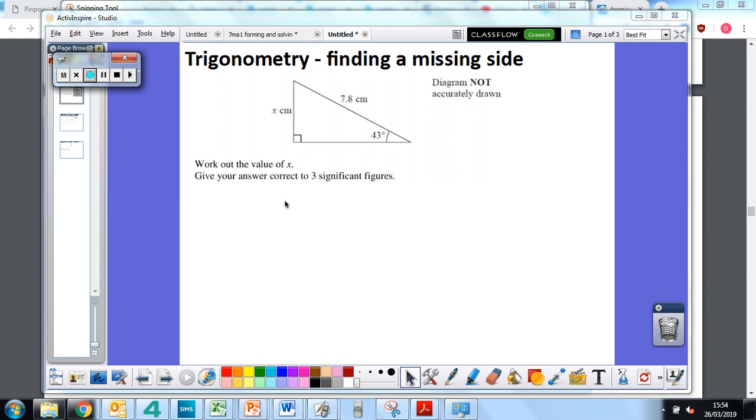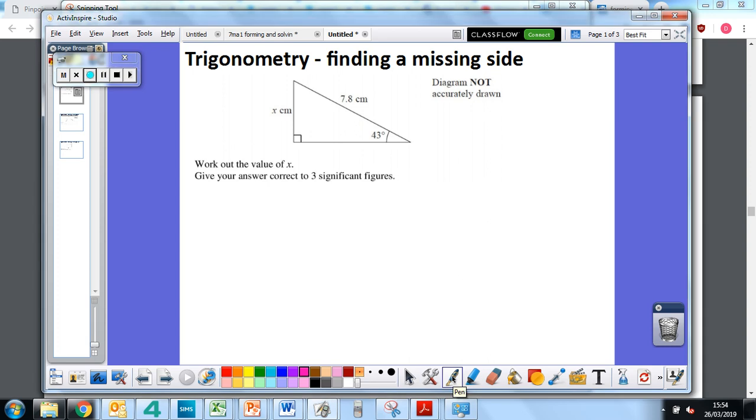Questions on trigonometry with right-angled triangles. This is an example of finding a missing side, and it's one of the easier types of questions. Remember, when you're looking at trigonometry questions like this, the first thing you need to do is label your sides.